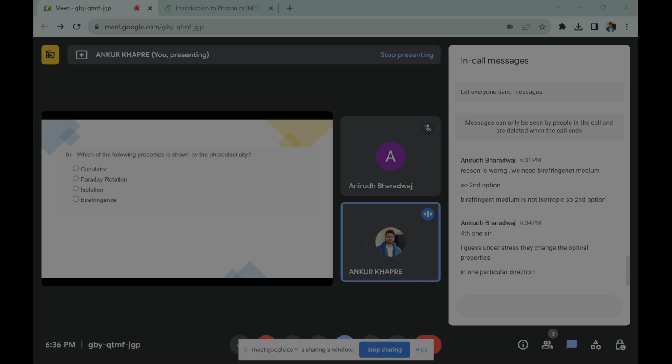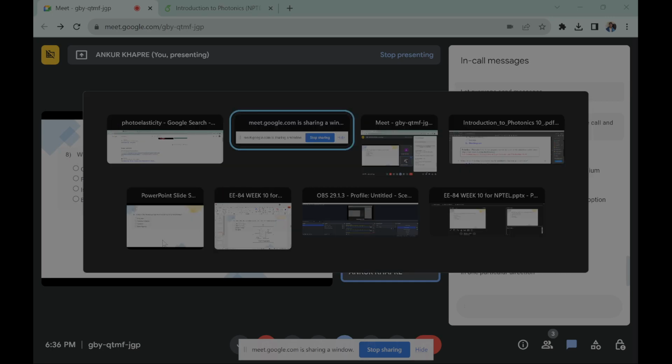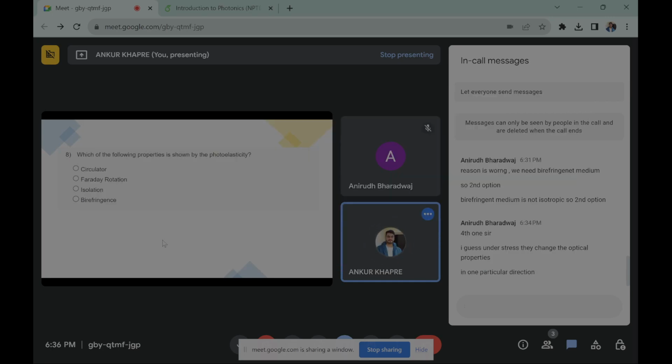Okay. So while it is deforming, what is happening? It will scatter light, and it will have a different refractive index because of this deformation. So maybe it will be double refracting or something else, multiple reflecting also. So it will be like bifurcation.